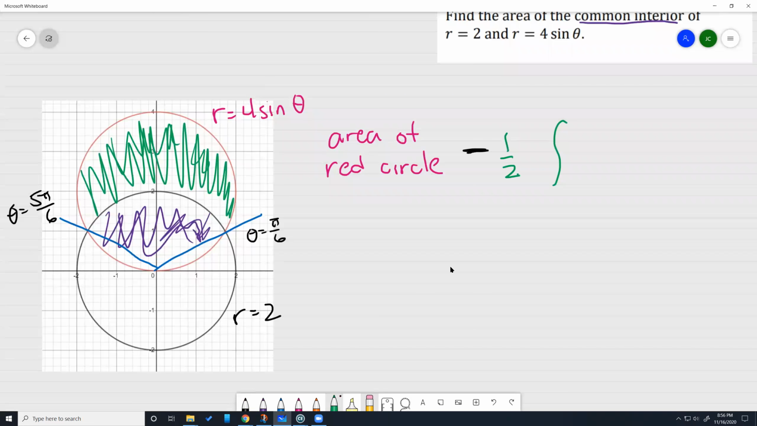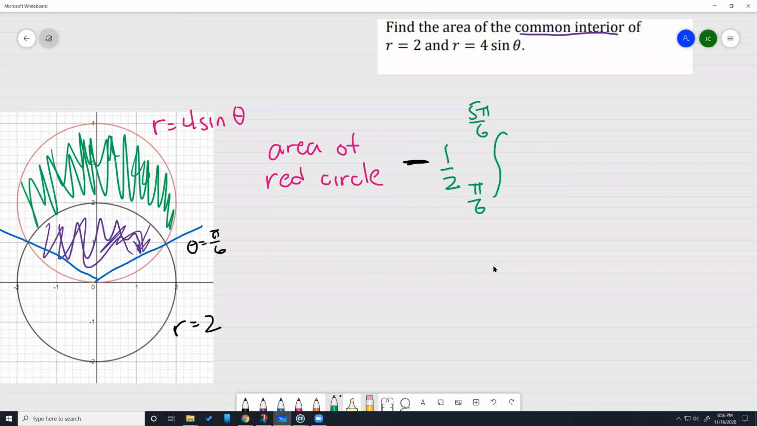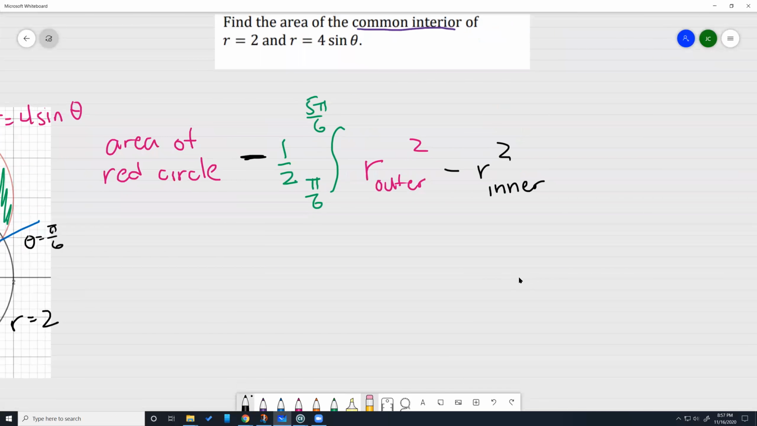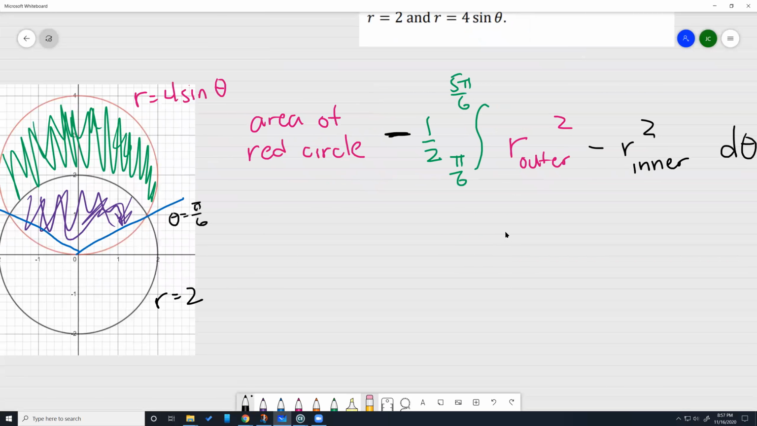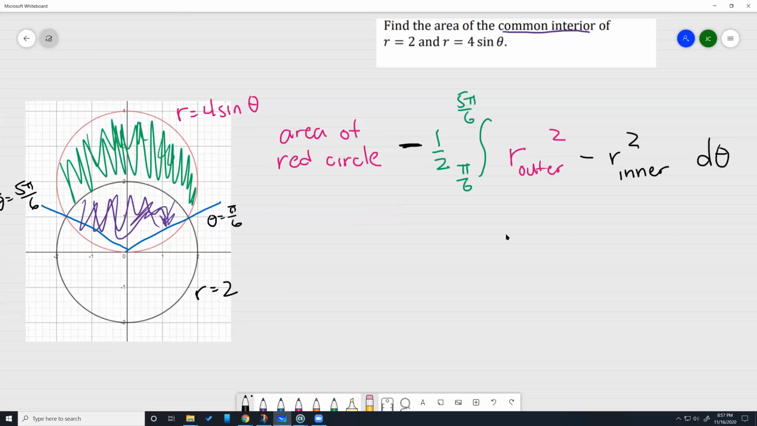So the setup is this: pi over 6 to 5 pi over 6. It's going to be the polar equation for the outer circle, subtracting away the polar equation that's inner, or closer to the origin, d theta. All right, let's go ahead and plug everything in.